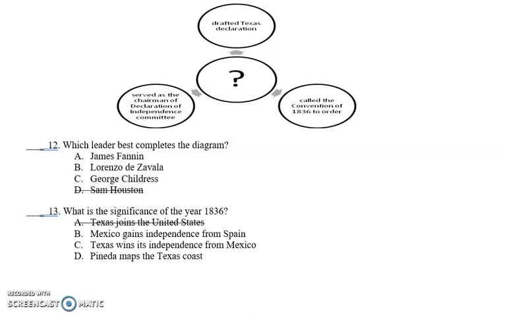Which leader best completes the diagram above? Drafted the Texas Declaration, served as the chairman of the Declaration of Independence Committee, called the Convention of 1836 to order. Is it A, James Fannin; B, Lorenzo de Zavala; or C, George Childress? Who completes that diagram? Question 13. What is the significance of the year 1836? B, Mexico gains independence from Spain; C, Texas wins its independence from Mexico; or D, Pineda maps the Texas coast.